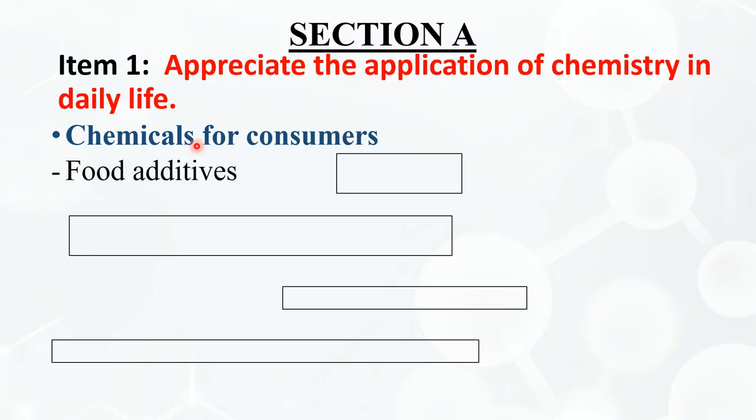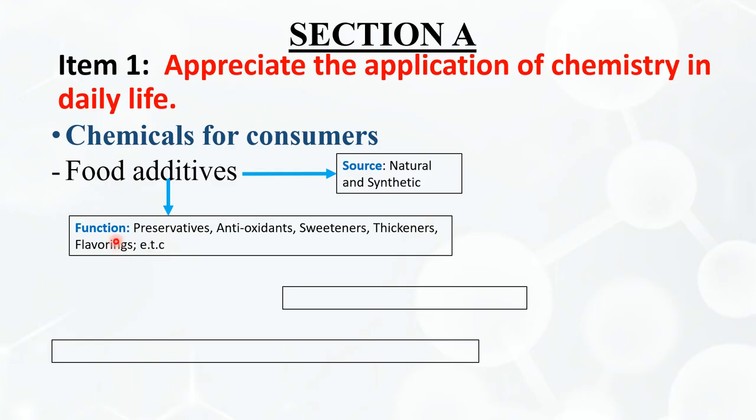And in chemicals for consumers, we have food additives. Now, food additives can be categorized according to their source. And we're saying according to the source, we have the natural and synthetic food additives. But also, we can categorize food additives according to their function. According to the function, we can have those which are preservatives, antioxidants, sweeteners, thickeners, and flavorings.